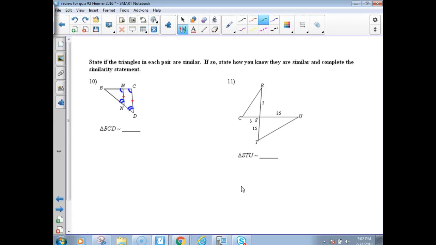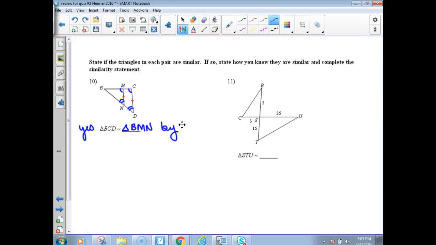Since I had some parallel sides there, I know that I've got some corresponding angles that are congruent. Therefore, triangle BCD is similar to triangle BMN. And what would be your reason you can say they're similar?